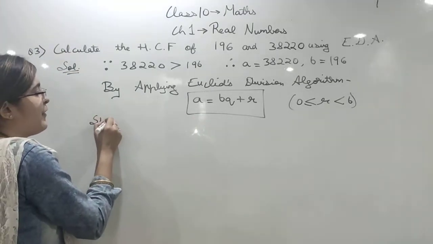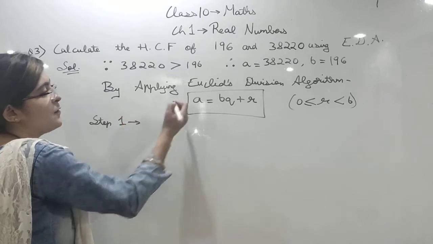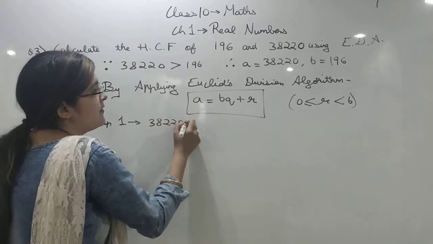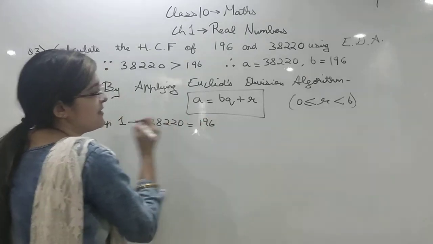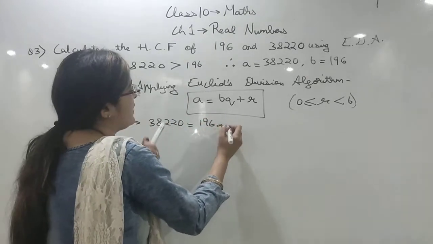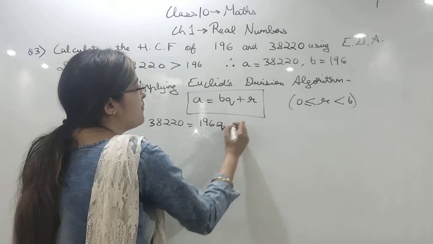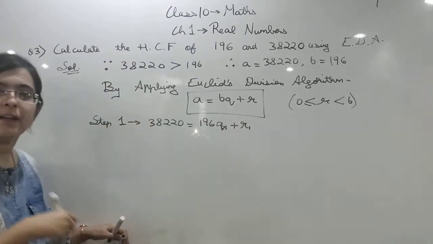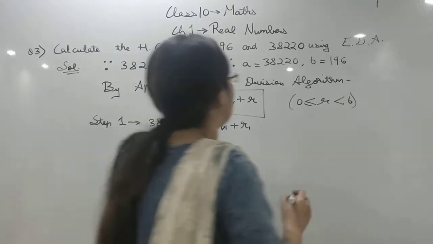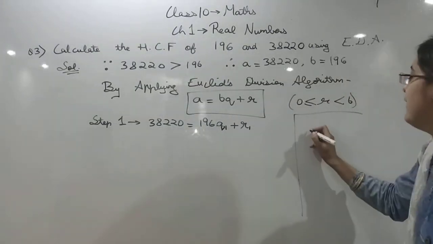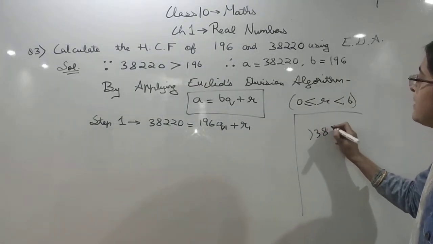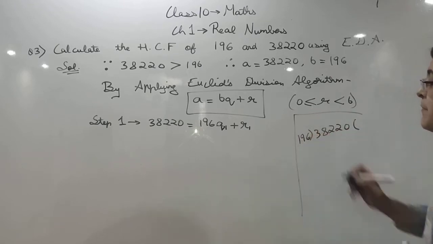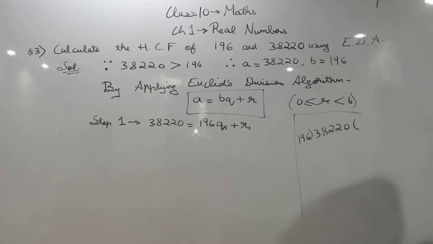What does our step 1 become? We will put the values of A and B. Since it is step 1, we will write Q1 plus R1. Now what will we do? We will divide 38220 by 196. All the students, divide this.